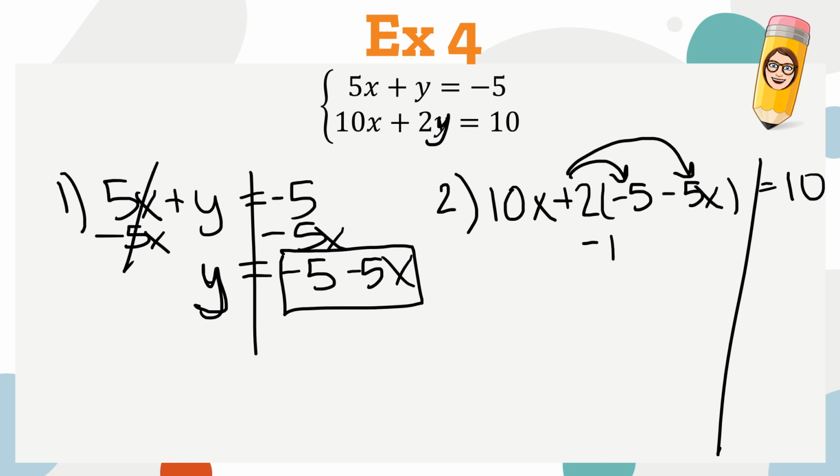We get a negative 10 and a negative 10x. Everything else falls down. Ooh, that's a lot of 10s. Next step, combine like terms. 10x minus 10x. That cancels. There we go. But be careful.